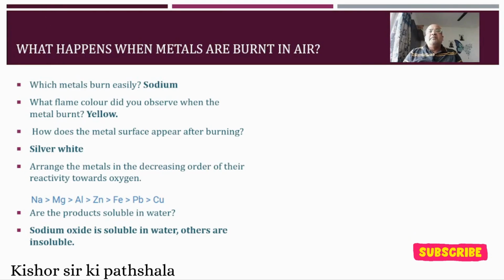What happens when metals are burned in air? You'll see which metal burns easily. Sodium is a metal which will burn very easily. What flame color do you observe when the metal is burned? You'll see that a yellowish flame is there. How does the metal surface appear after burning? You'll see that the surface is silvery white.